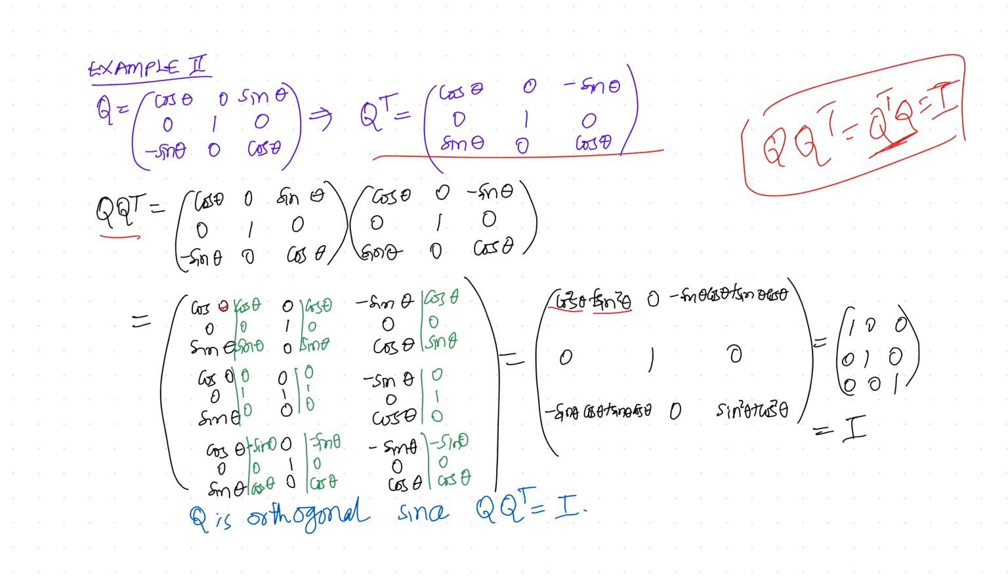Then 0 times cos theta, 0. 1 times 0, 0, 0. So everything ends up being 0 here. And here you have minus sine theta cos theta. That's minus sine theta cos theta. Sine theta cos theta. That's sine theta cos theta. Of course, this is 0 there.